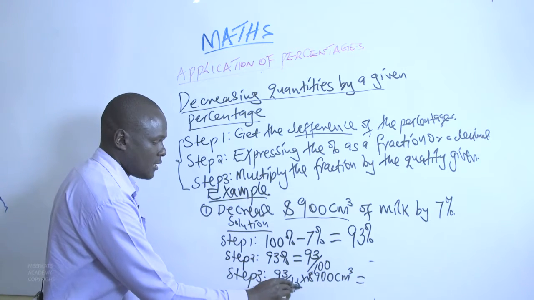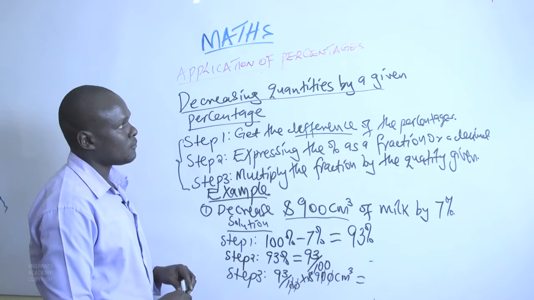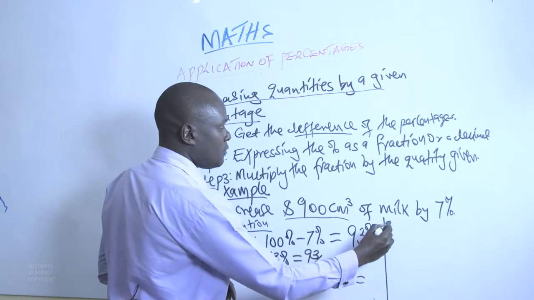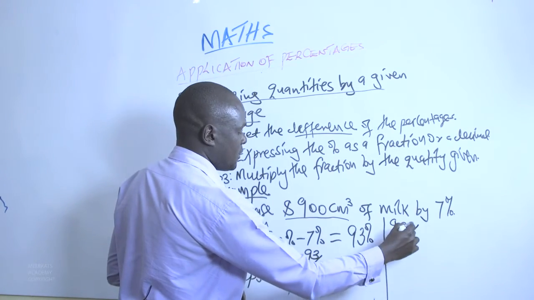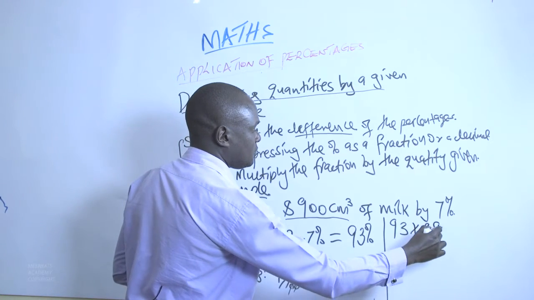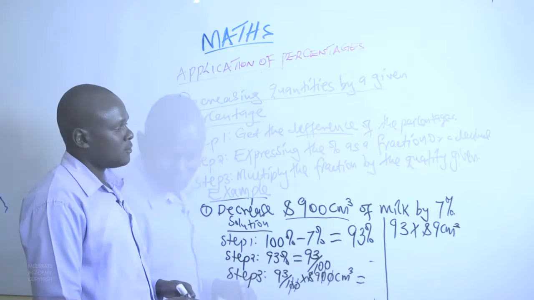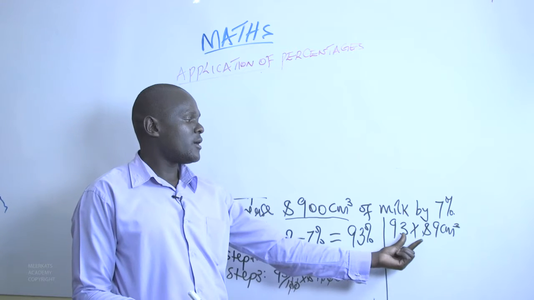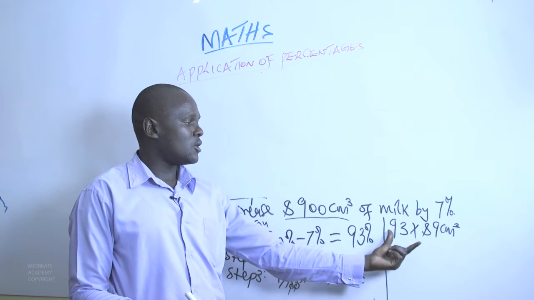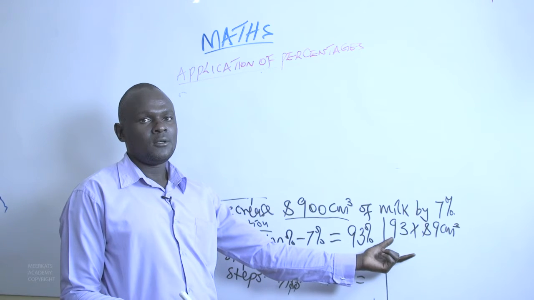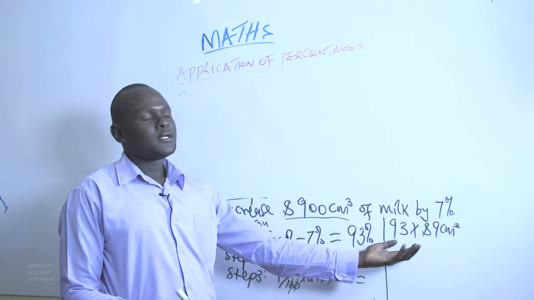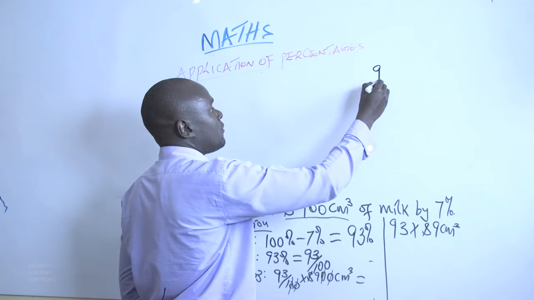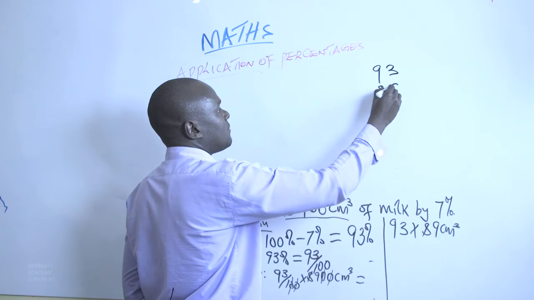These two zeros will cancel out with these two zeros, and this will leave us with 93 multiplied by 89 cubic centimeters. So for us to get the product of 93 and 89, we will be required to arrange these particular numbers in column form so that we carry out multiplication. But if you have the calculator, you can punch in the values and get the answer very fast. So this will be 93 multiplied by 89.